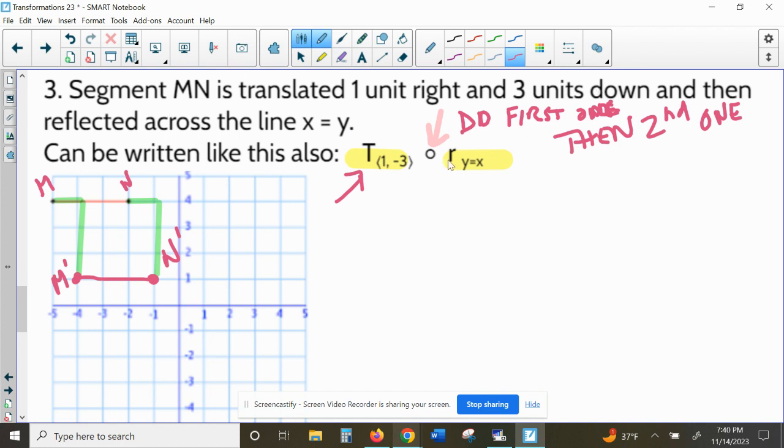Okay, now I need to take this and reflect it over the line y equals x. So y equals x is when x's and y's are exactly the same. So that is basically this perfect diagonal line. It's hard for me to connect corner of a box to corner of a box. Okay, so here is my line of x equals y.